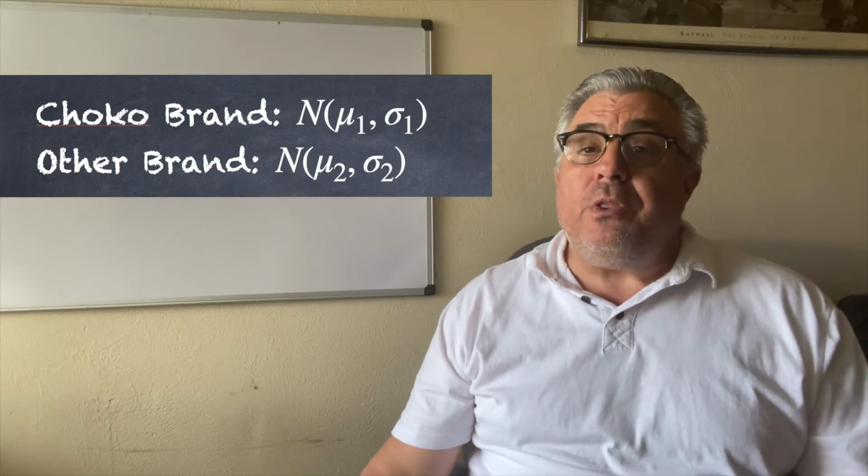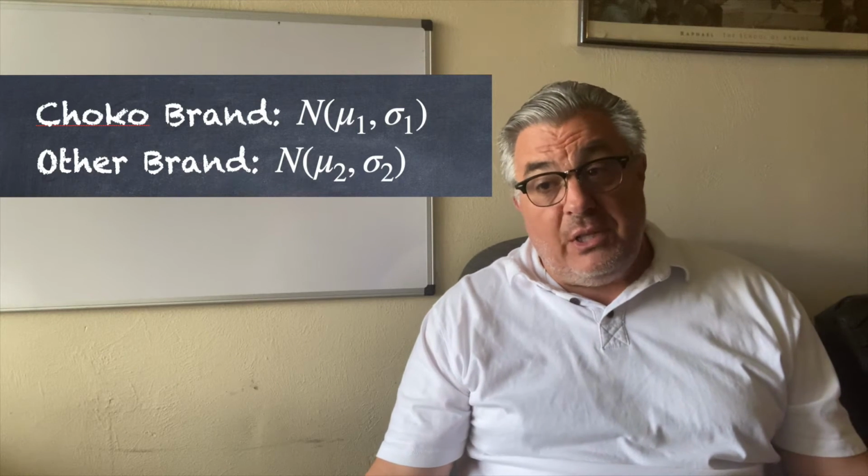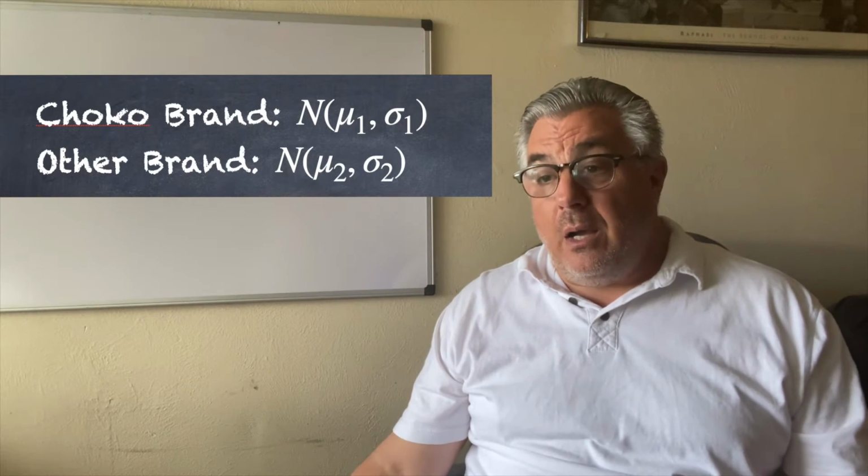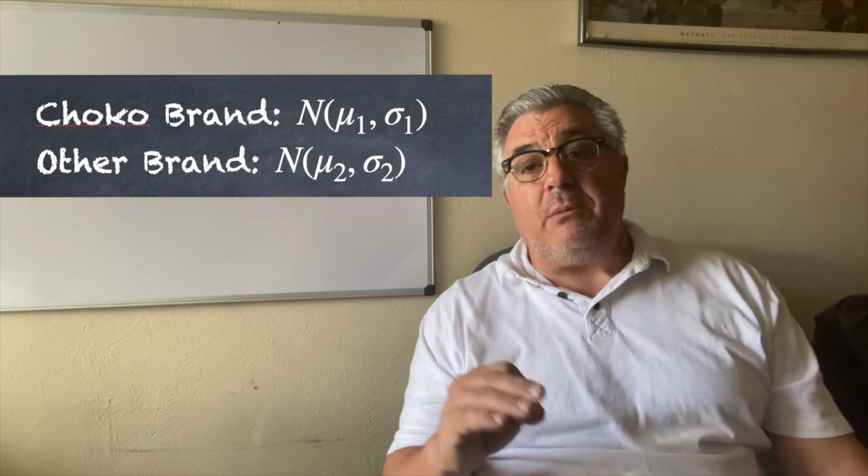Now what I'd like to do is investigate and discuss the distribution properties for x bar 1 minus x bar 2. Under the normality assumption, the Choco brand is going to be distributed normal with a mean mu1 and a standard deviation sigma 1, and the other brands are going to be distributed normal with mean mu2 and a standard deviation of sigma 2.